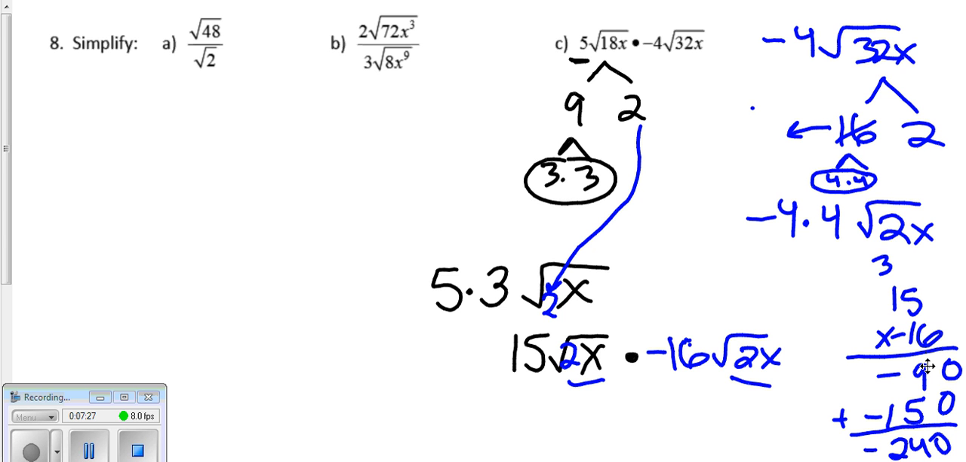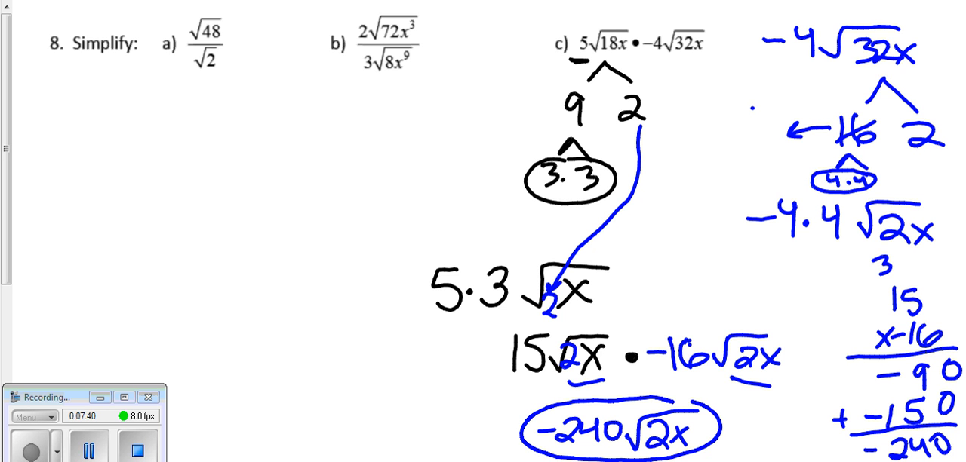So negative 240. Okay, negative 240 times the square root of 2x. And the radical just stays the same, so we're really only multiplying what's on the outside.